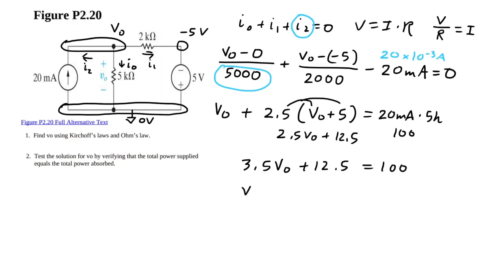Then do a little bit more algebra. V out is going to be 100 minus 12.5 divided by 3.5. And we're going to find out what that equals. So 100 minus 12.5 divided by 3.5 is 25. So V out is 25 volts. We've completed the first task of our problem.